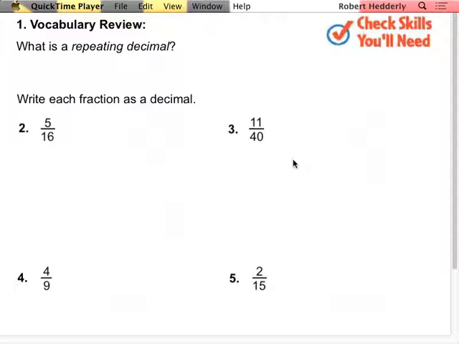What is a repeating decimal? I don't like the definition that the book gives for this answer, okay? I like the definition the book gave earlier in the year. So can somebody share with me their answer? If you remember, think back to when we first started talking about repeating decimals. Joel.